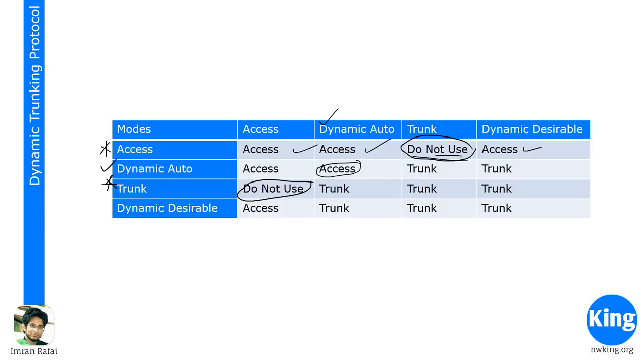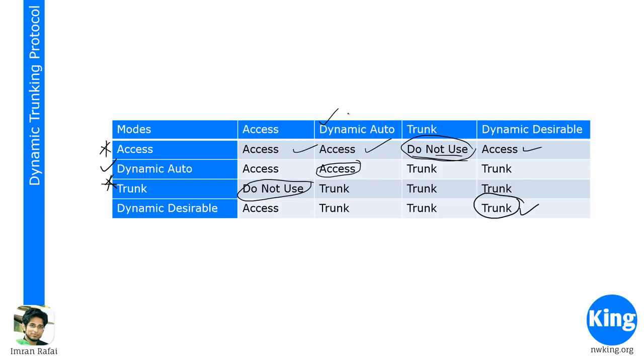Dynamic desirable, if you configure it, obviously it's going to be a trunk, because what dynamic desirable means is, as soon as a wire is connected, that port immediately starts communicating and saying, okay, I can become a trunk. The difference between dynamic auto and dynamic desirable is this: dynamic desirable will proactively start, and the minute you connect, it will start negotiating a trunk.